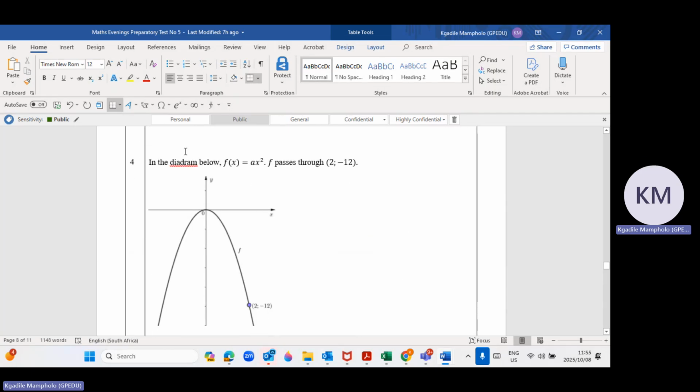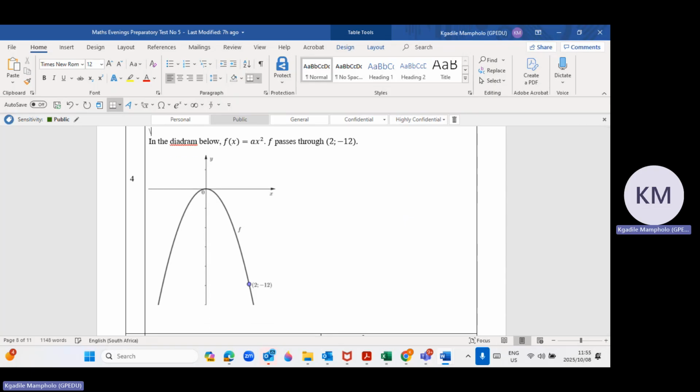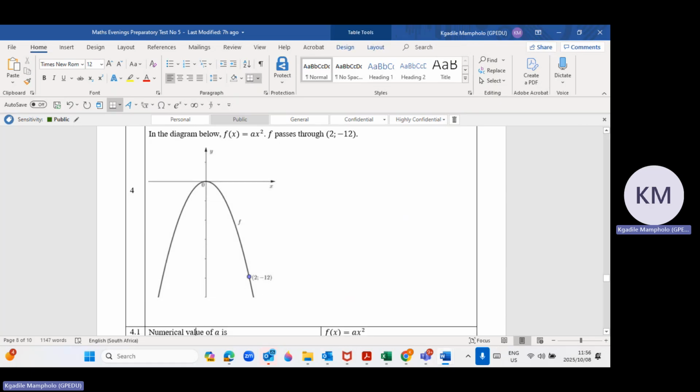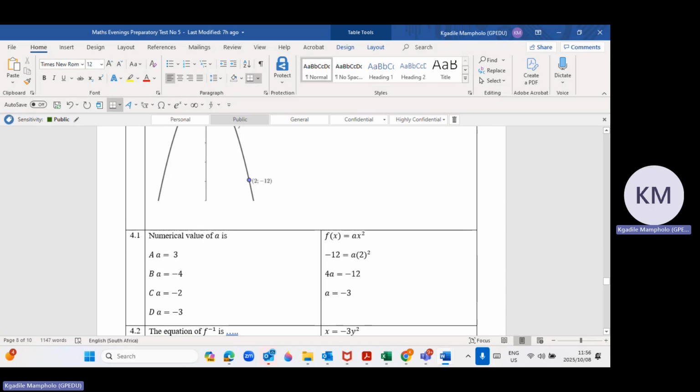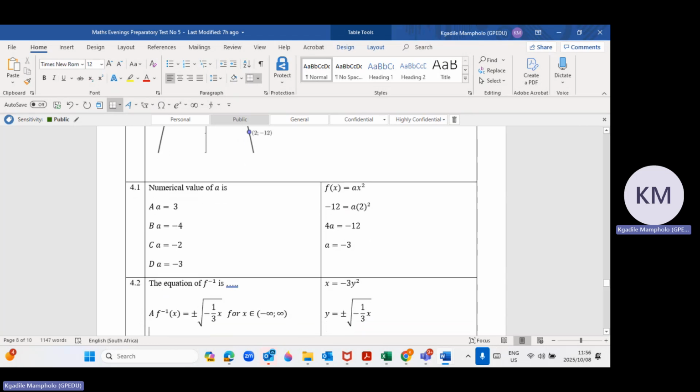Number 4. There's no need to take it to the side because the diagram is smaller, it doesn't have many things. In the diagram below, f of x is equal to ax squared, and f passes through 2 and minus 12. Now, it's easy. The graph passes through 2 and minus 12. For us to get a, you substitute these values, minus 12 and 2. 2 squared is 4, then you divide minus 12 by 4. Then the answer will be negative 3, which is D in this case.